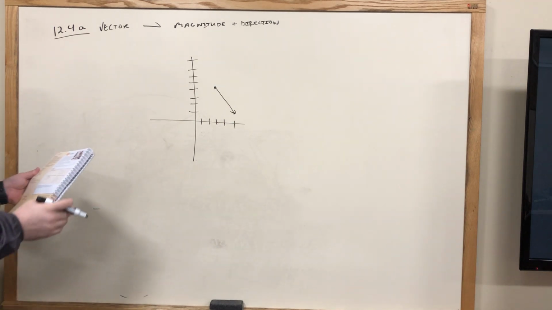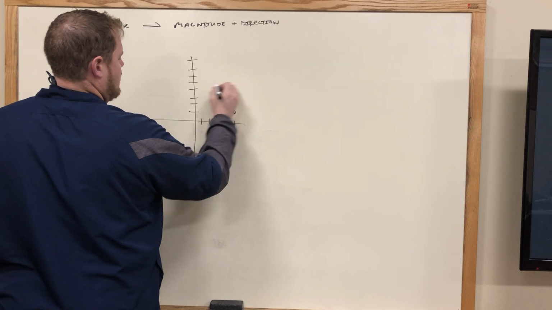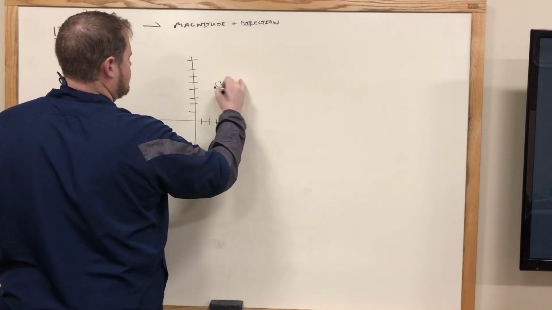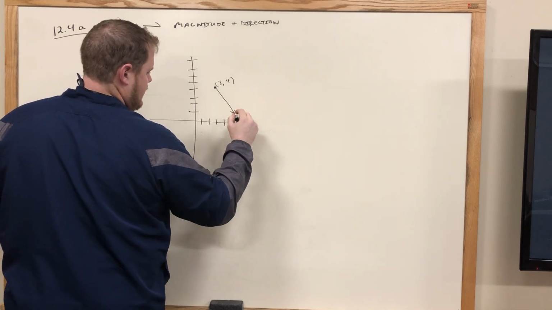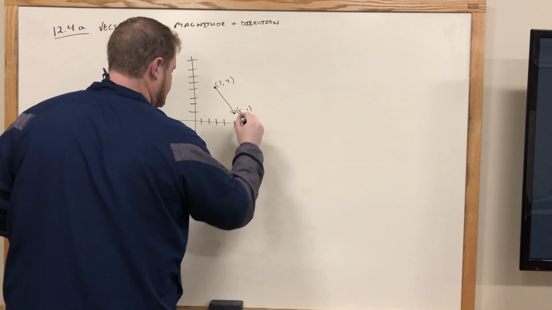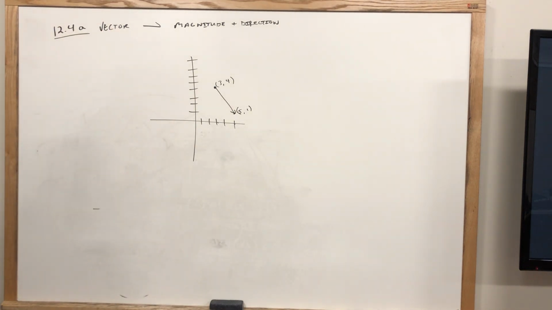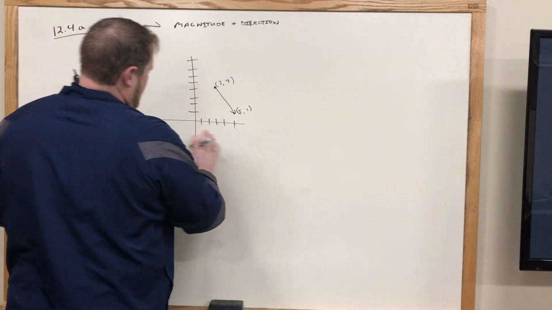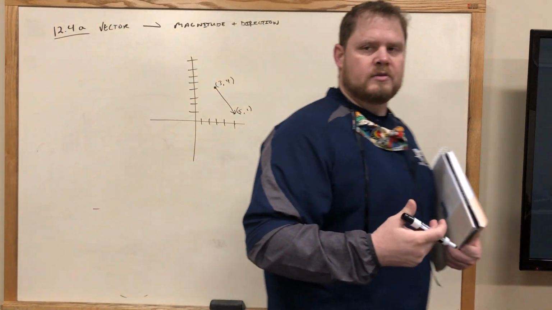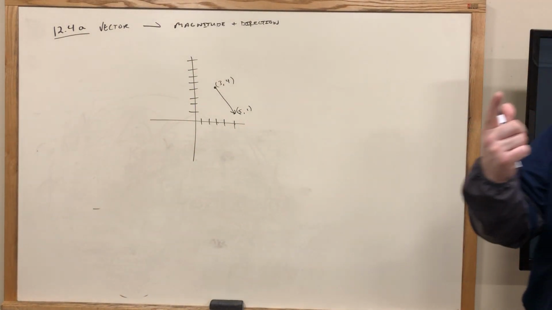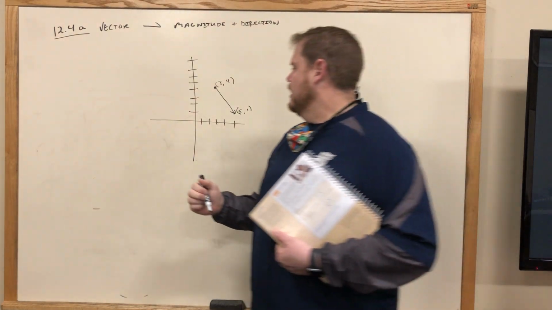So can someone tell me the original point, the point of origin? The point of origin is going to be 3, 4. And the terminal point, which is where it ends, is going to be 5, 1. Any questions there? Is everybody good with that? So if we have a vector, that's what we're looking at. Now, here's the key. What we're looking for with a vector is magnitude and direction. Where it's going, how it's going, and how far it's going.